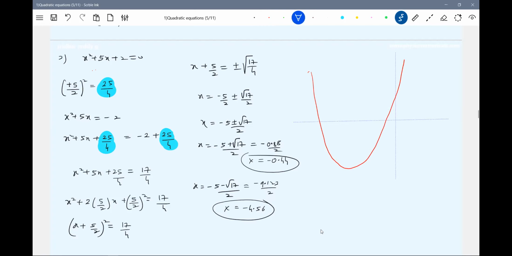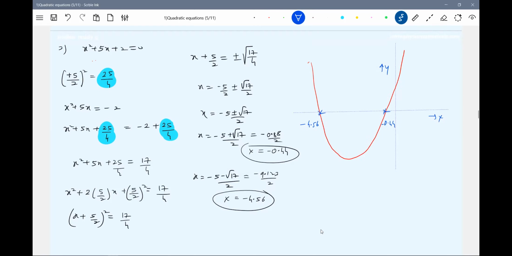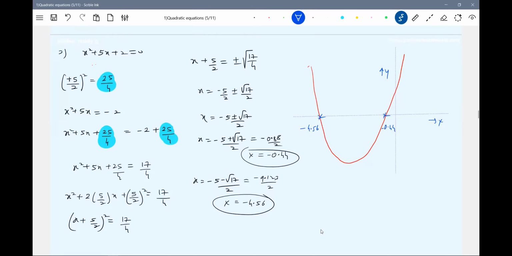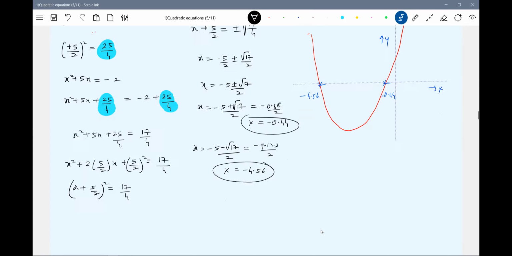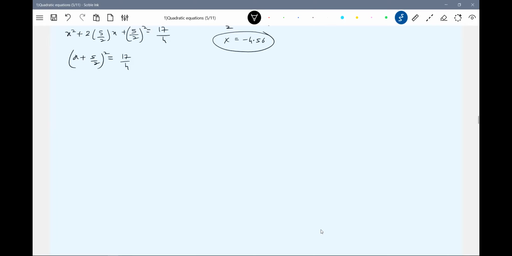So what are the 2 points? So the 2 points are here. This is 0.44. This is minus 4.6. Okay, there's a method called the square method. Last one we have is the quadratic equation method. Already we know the formula, the quadratic formula.